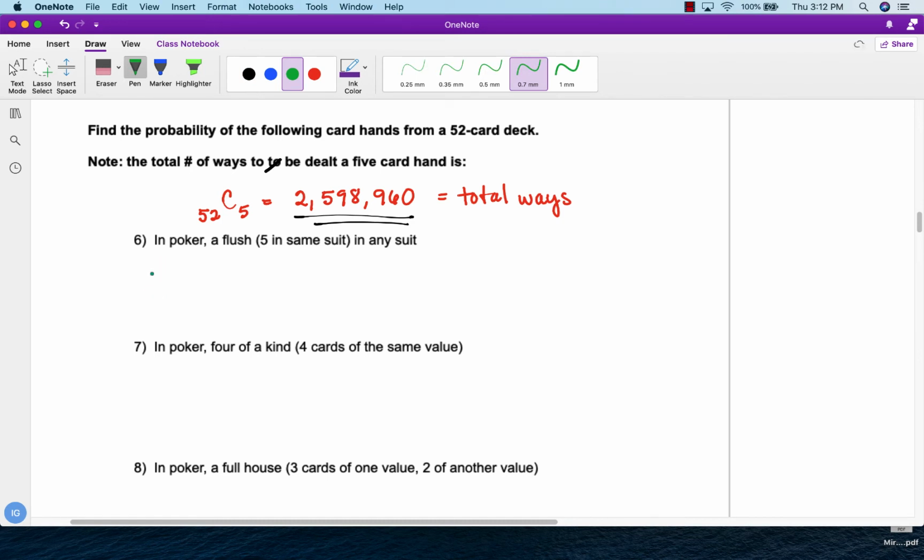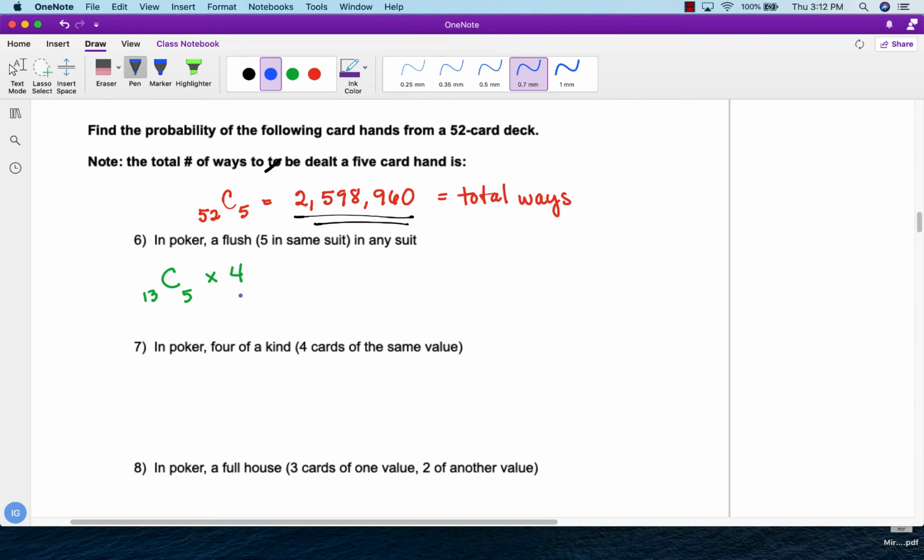So number 6, it says in poker, a flush, 5 in the same suit in any suit. Okay, so 5 that are the same suit. They could be hearts, diamonds, whatever you want, but they all have to be the same suit, okay? So the same suit, you have 13 cards of the same suit, and you choose 5. Now, how many different suits do we have? We said we have 4. So I have to do 13 choose 5, and then times 4 because I have 4 different suits, okay?